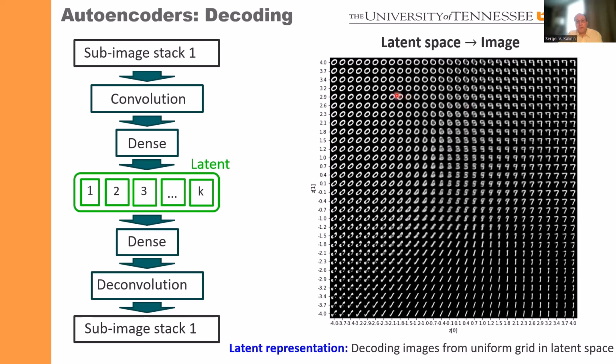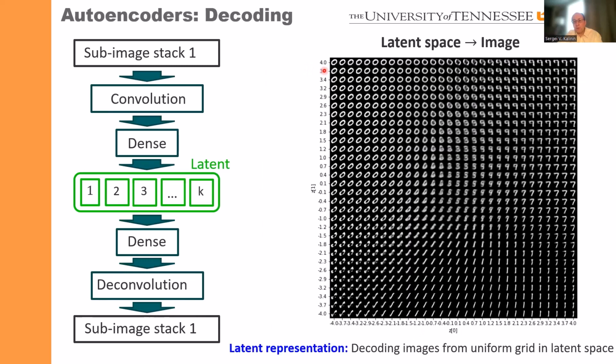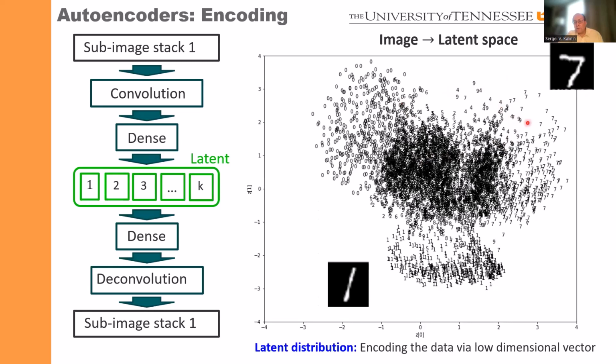So this is the so-called latent representation. Imagine that I take my latent space, I sample it on a uniform grid, and then I decode the object from each point. And then I plot them in the same coordinate system as my original latent space. So lo and behold, you start to see a very interesting picture: this part of the latent space has 1s, this part has 0s, this part has 7s. That makes a lot of sense, because if you look at the original latent distribution, you see that 7s are here, 1s are here, and 0s are here.